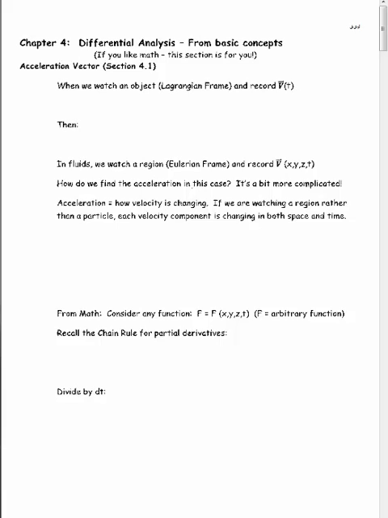So let's talk about acceleration in fluid mechanics. Back when we were in physics, we tracked particles. And for a particle, we rode on a particle here. And it had a velocity at time 1. And maybe at time 2, it has a different velocity.